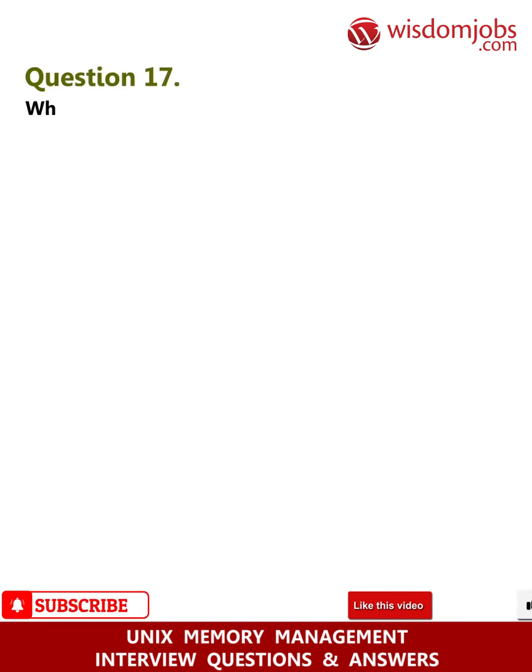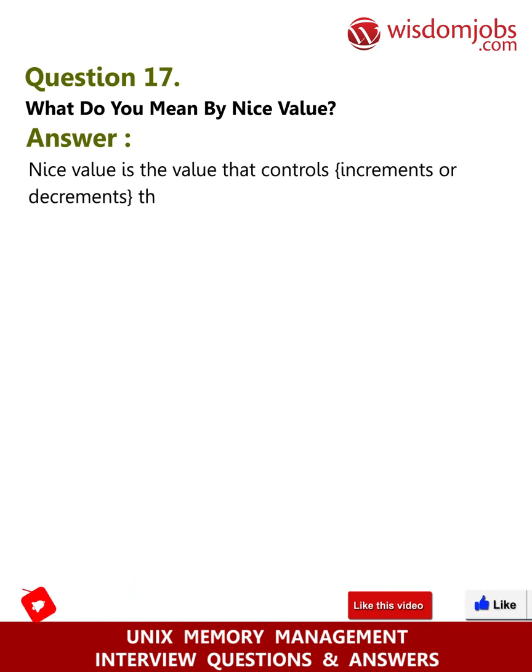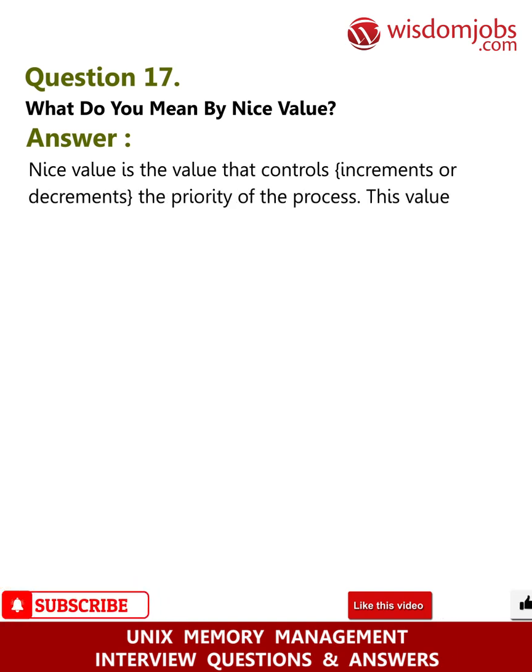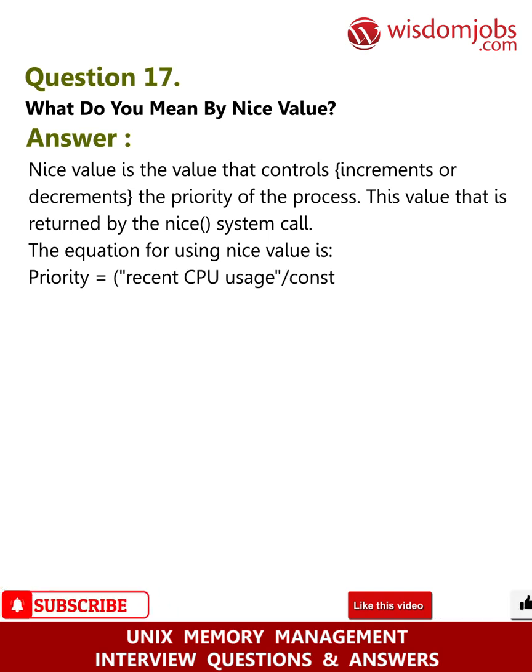Question 17. What do you mean by nice value? Answer. Nice value is the value that controls, increments or decrements the priority of the process. This value is returned by the nice system call. The equation for using nice value is: priority equals recent CPU usage / constant + base priority + nice value.